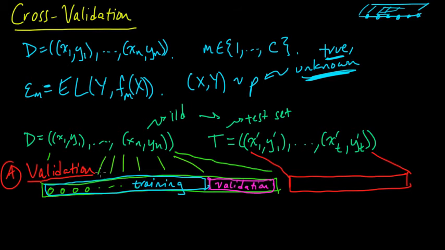So all of this stuff is what we can see, and all of this we can't see. This is just imaginary, and this is called the test set over here. So we have training, validation, and test.